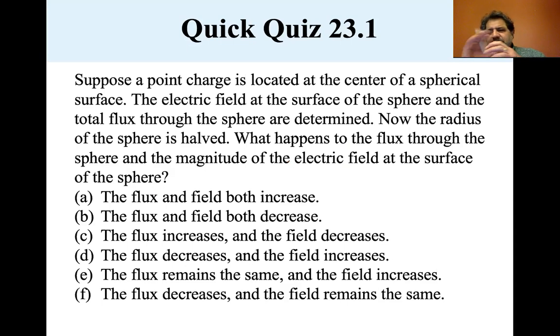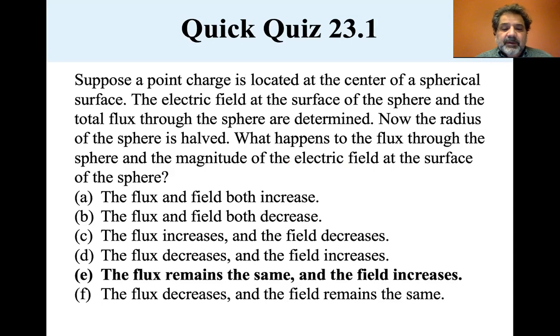Well, the flux is the same because the number of field lines coming out from the big sphere are still coming out of the small one. However, as you're getting closer to the source of the electric field, the R is reducing, and so the field increases. The flux remains the same. You have the same number of flux lines going through the entire surface, and the field increases because you're getting closer to whatever charges are causing the electric field.